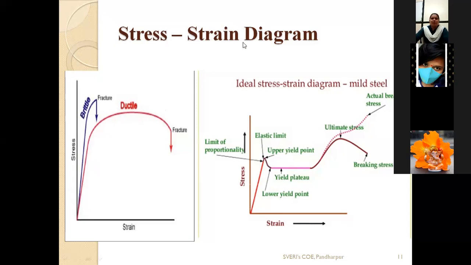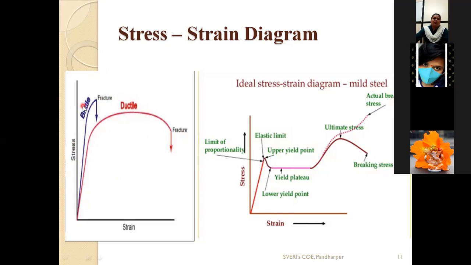Okay. So this is the stress strain graph for two different materials, for ductile materials and for brittle materials. Now I will explain this figure 1. On the x-axis, strain is plotted, and on the y-axis, stress is plotted. Here two different curves are shown. The red curve shows this for ductile material, and the blue curve shows this for brittle material.